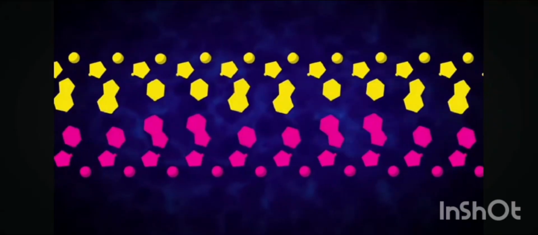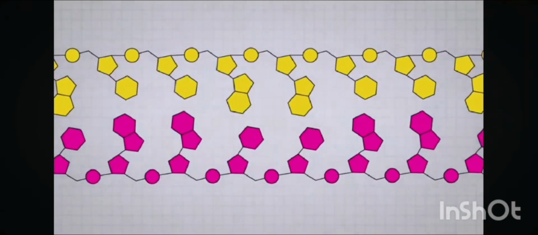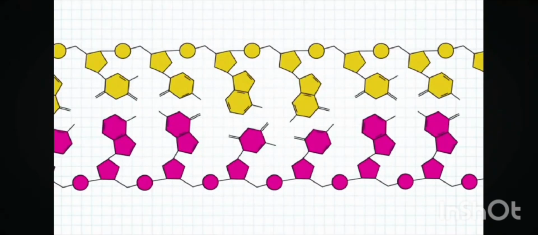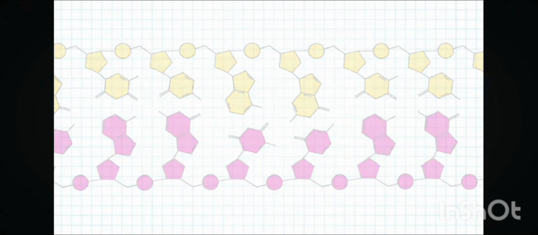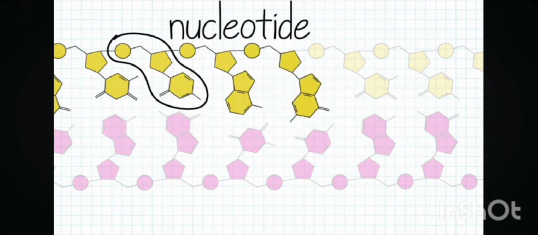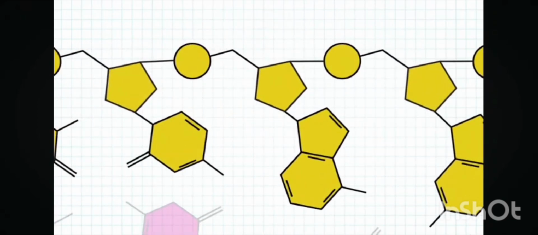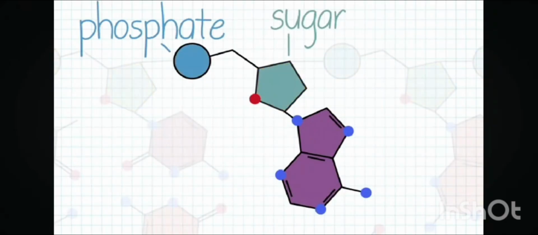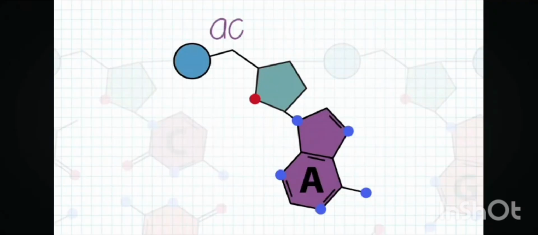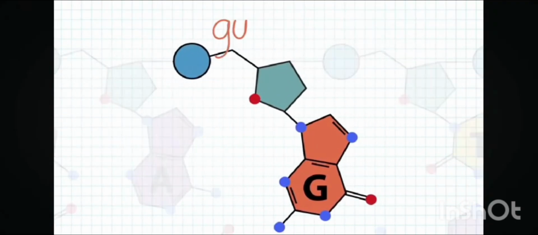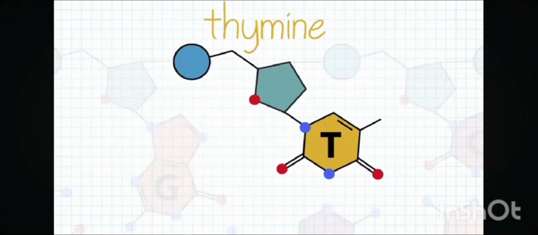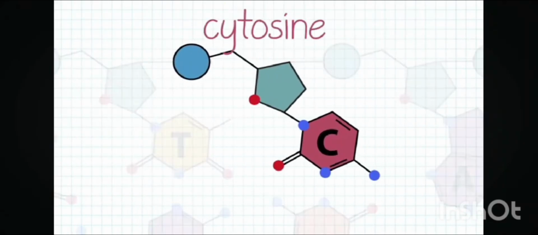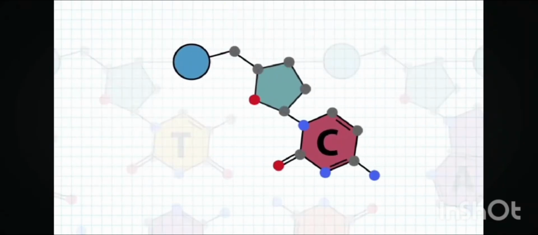We can unwind the double helix like this so that we can see the chemical structure inside. Each strand is a polynucleotide, meaning each strand is made up of many individual units called nucleotides. A nucleotide has three components: the 5-carbon sugar, a phosphate group, and 4 possible nitrogenous bases: adenine, guanine, thymine, and cytosine. The nitrogenous base is always attached to the 1' carbon of the sugar.